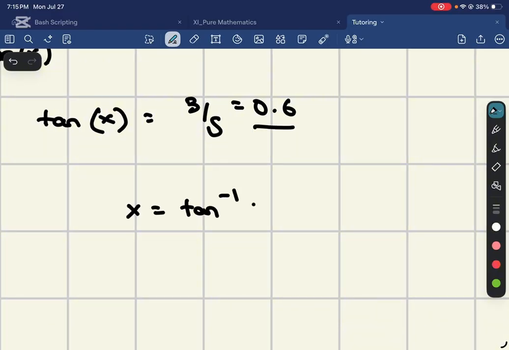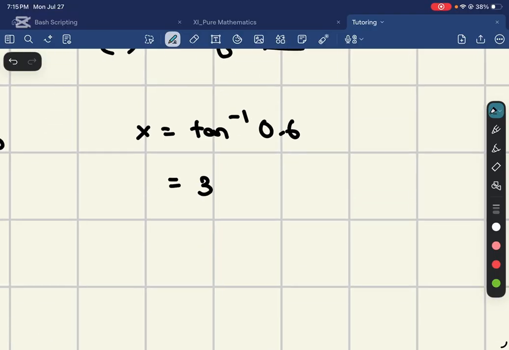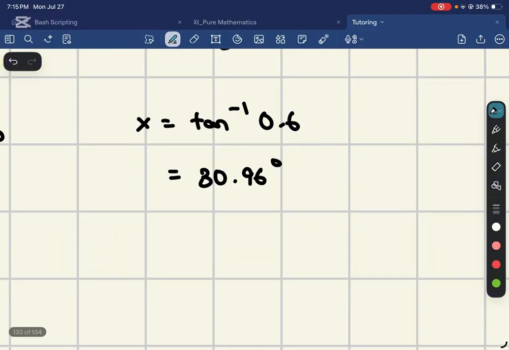All right, and now if you solve this, x is tan inverse. So if it's positive, you can just directly take tan inverse, and that acts as one of your solutions because you get an acute angle. So you get 30.96 degrees, right? You can simplify it to 31.0 degrees as well if you want.